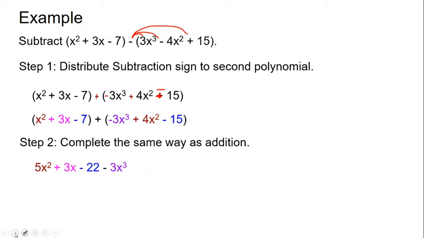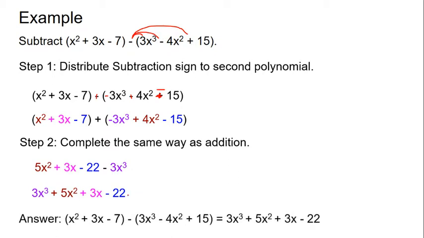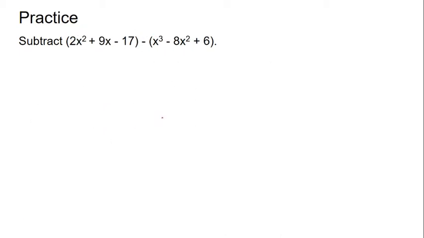So when we combine our like terms, we end up like that, and then of course our last step always is to put it into descending order. So we have negative 3x cubed plus 5x squared plus 3x minus 22 as our final answer when we add it that way. So it's very similar to addition. The only difference is you first just have to distribute that subtraction sign by changing all the signs inside of your second polynomial. Okay, so go ahead, pause the video, and see if you can complete this problem.